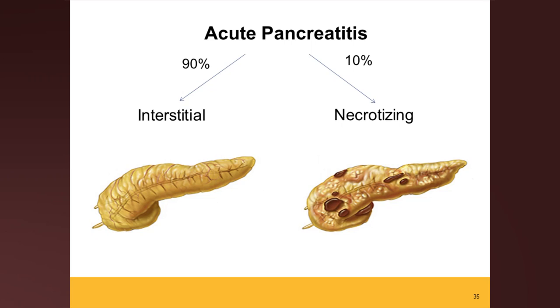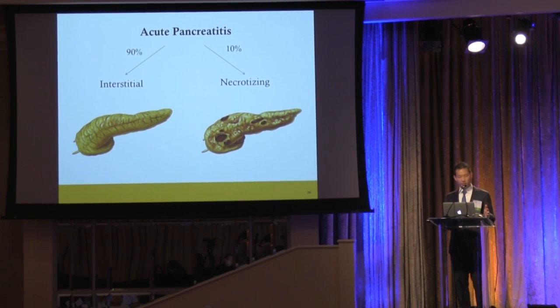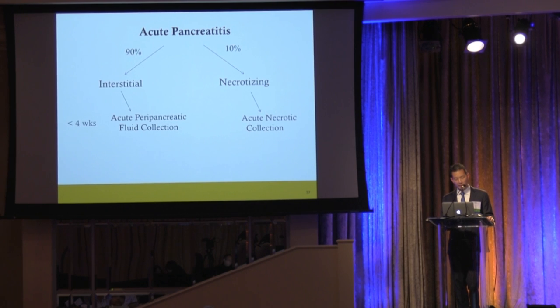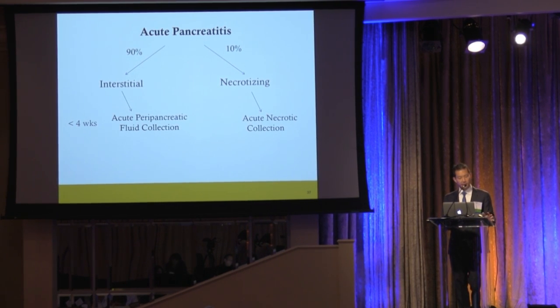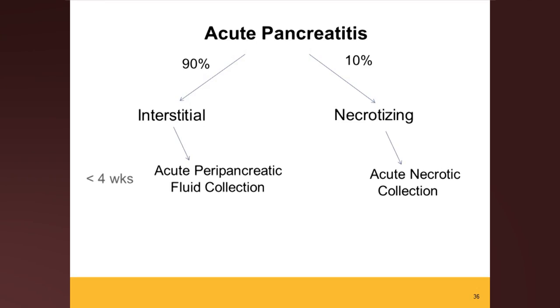90% of the time, it's interstitial acute pancreatitis. And 10% of the time, you develop necrotizing pancreatitis. So not all these patients develop peripancreatic fluid collections, but when they do, this is what can happen. In less than 4 weeks, patients with interstitial acute pancreatitis can develop acute peripancreatic fluid collections. If you have necrotizing pancreatitis, you can develop an acute necrotic collection around the pancreas.